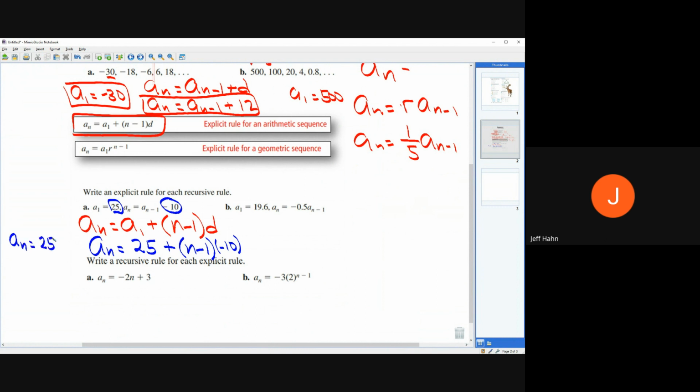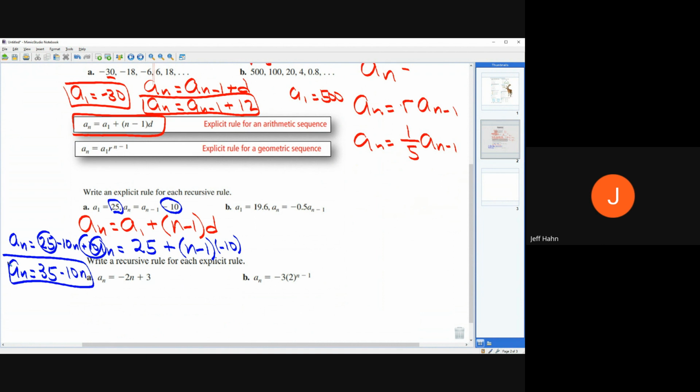What is -10 times n? Anybody? Negative 10n, thank you. And what is -10 times -1? 10. I can put the 25 and the 10 together to get 35, and I still have the -10n. And ta-da, ladies and gentlemen, miraculously out of thin air comes that nice little formula.